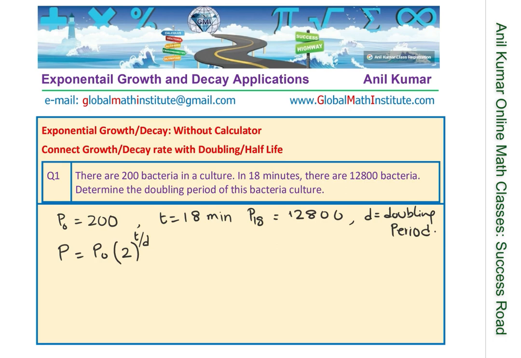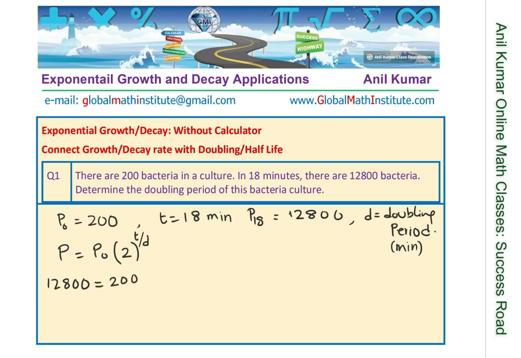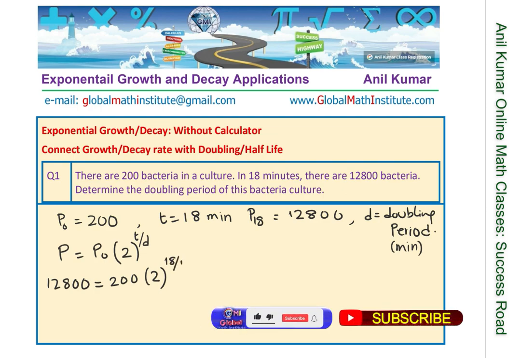We know a couple of things, and the only unknown here is D, the doubling period, and that too will be in minutes. So let's substitute the values. We have the initial population 200, and at T equals 18, we have 12,800. So we can write 12,800 is equal to 200 times 2 to the power of 18 over D, where D is what we need to find, the doubling period.